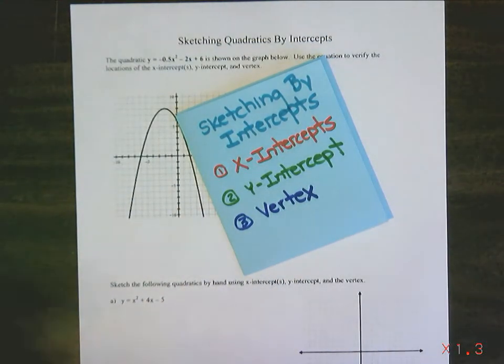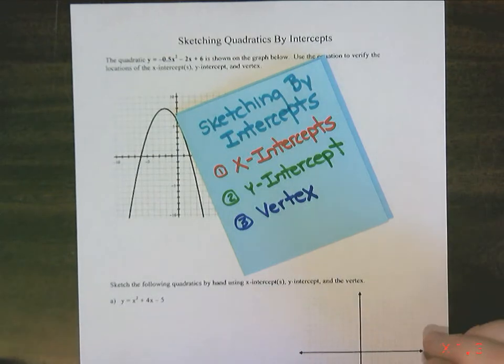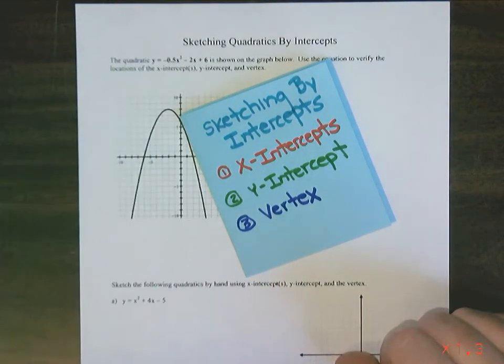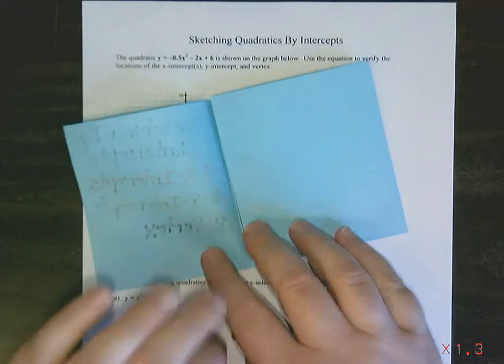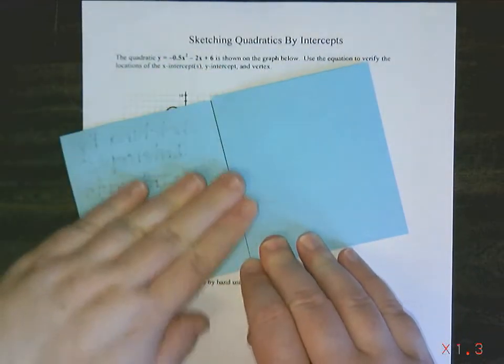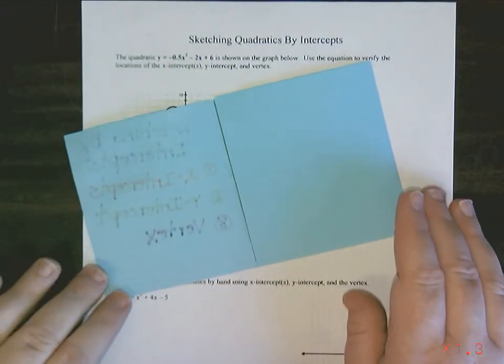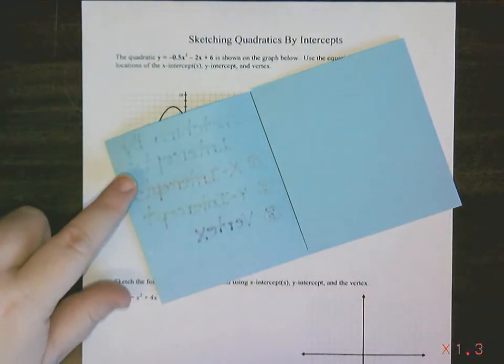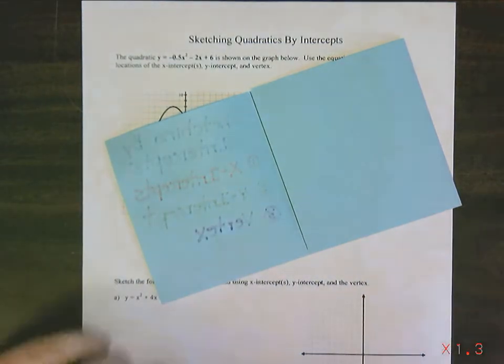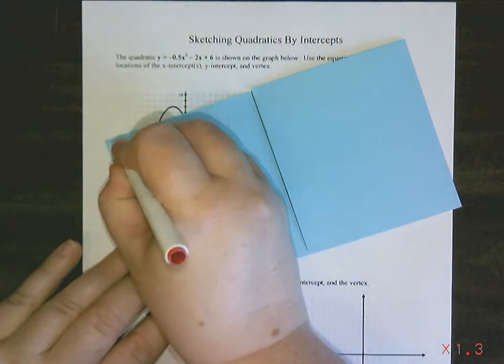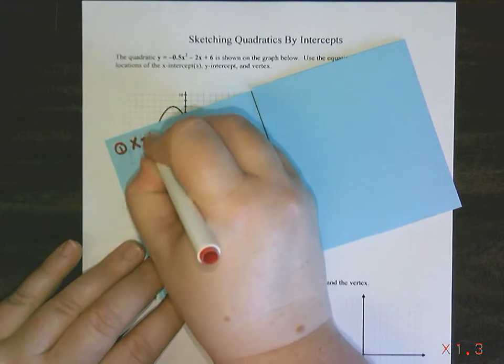On the inside, we're going to put the steps that we're going to use to graph the function y equals negative 0.5x squared minus 2x plus 6, which is the one listed on our sheet. So I'm going to open up our foldable, and unfortunately my pen bled through a little bit. Hopefully your pencil didn't. On the inside, we're going to put the first flaps, number 1, our x-intercepts.